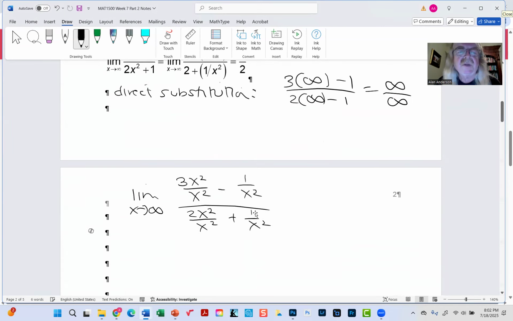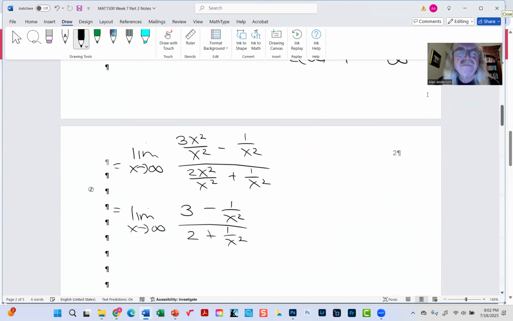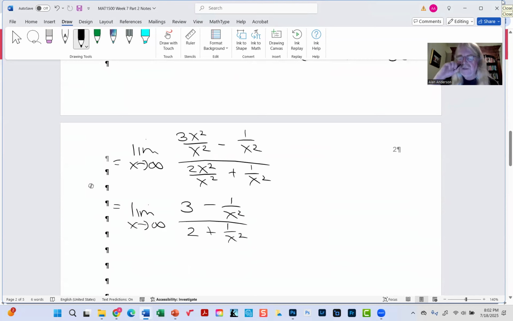So what did this accomplish, by the way? Well, you can see what's going to happen is we're going to wind up with 3 minus 1 over x squared divided by 2 plus 1 over x squared. Now, the limits of constants are just equal to those constants. Whereas here, this limit is going to go to 0 because the denominator is getting larger and larger and larger. So that ratio is getting smaller and smaller and smaller, and the limit will actually be equal to 0. Same thing here. So we'll end up with 3/2.